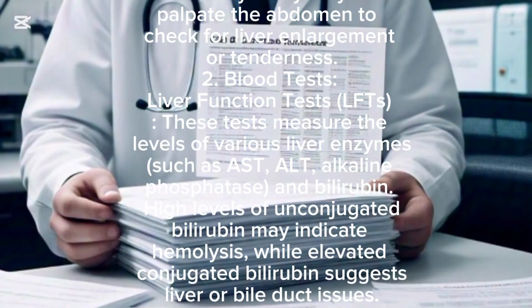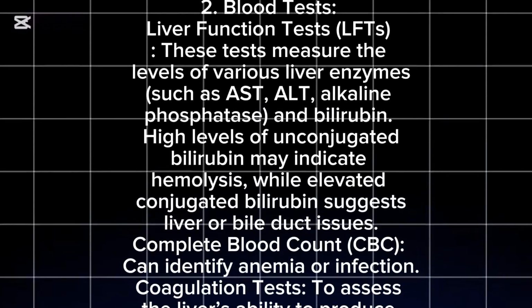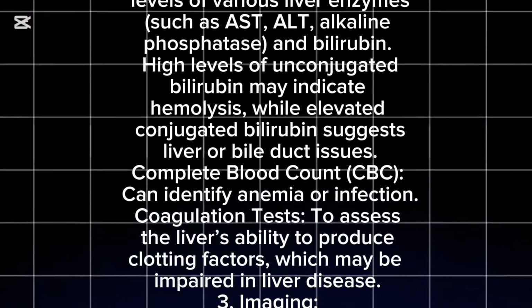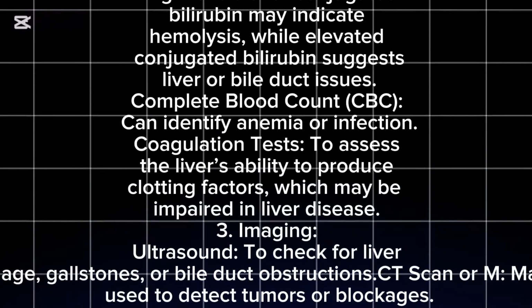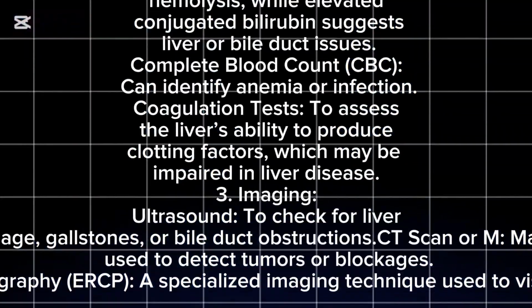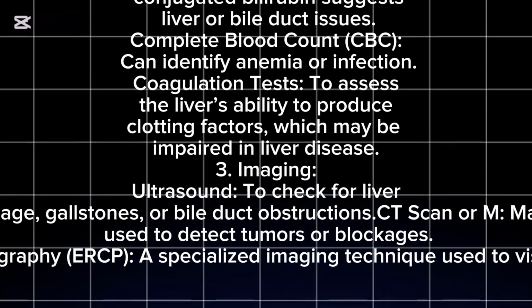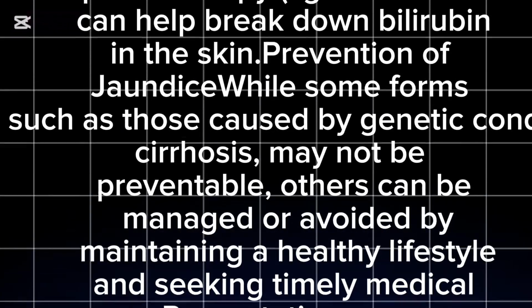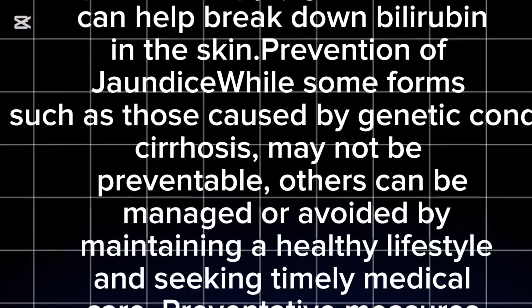Complete blood count, CBC, can identify anemia or infection. Coagulation tests, to assess the liver's ability to produce clotting factors, which may be impaired in liver disease. 3. Imaging. Ultrasound, to check for liver damage, gallstones, or bile duct obstructions. CT scan or MRI may be used to detect tumors or blockages. Endoscopic retrograde cholangiopancreatography, ERCP, a specialized imaging technique used to visualize the bile ducts and remove blockages. 4. Liver biopsy. In some cases, a liver biopsy may be performed to examine liver tissue and assess for conditions like cirrhosis or hepatitis.